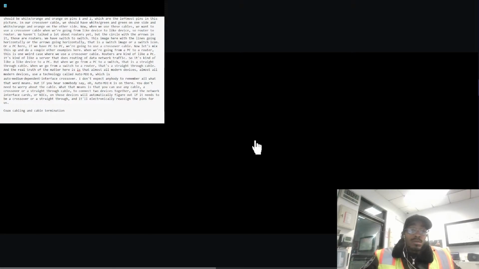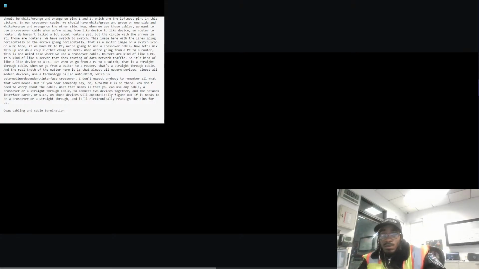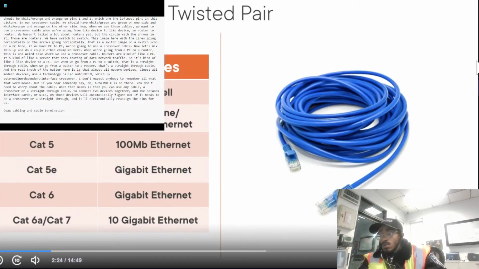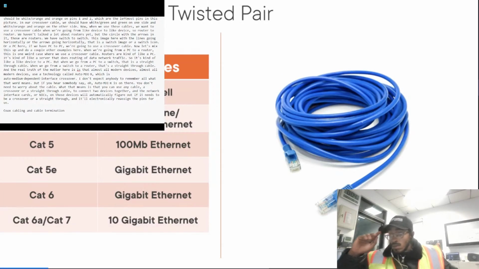By doing this, we create a cable that can pass lots of data at high rates of speed with minimal crosstalk and interference from other things. Now, all these twisted pair cables are put into different categories. The categories have different specifications to allow for different types of Ethernet communication or different speeds of Ethernet communication.